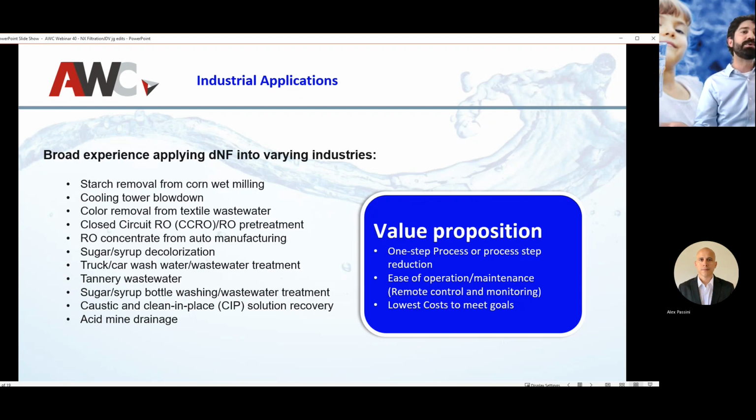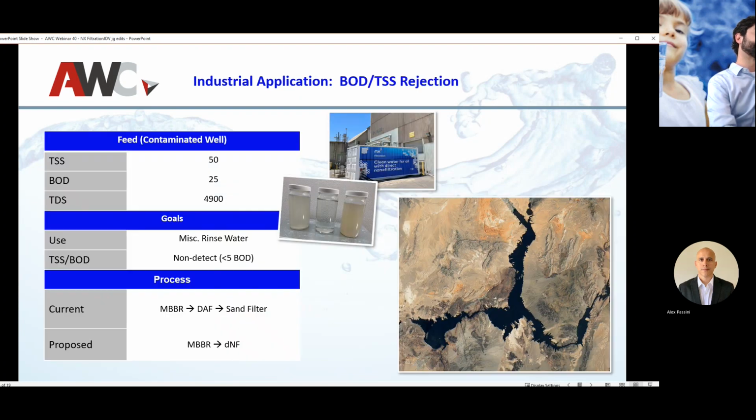And really, it's the lowest cost to meet the goals. What we strive to do, by that reduction of process steps, is to reduce capital cost and reduce OPEX. That's another thing, reducing power costs, reducing chemical costs. You're taking, again, multiple systems and making it into one direct nanofiltration system, which will reduce all of those things.